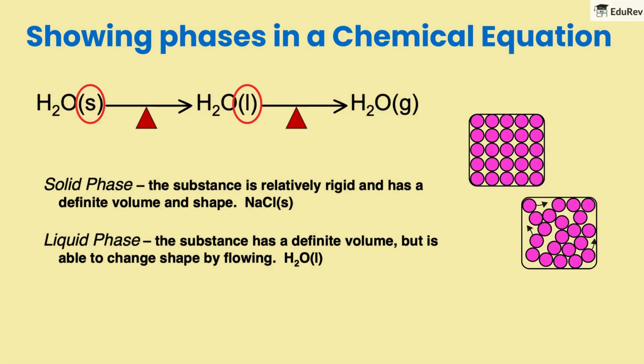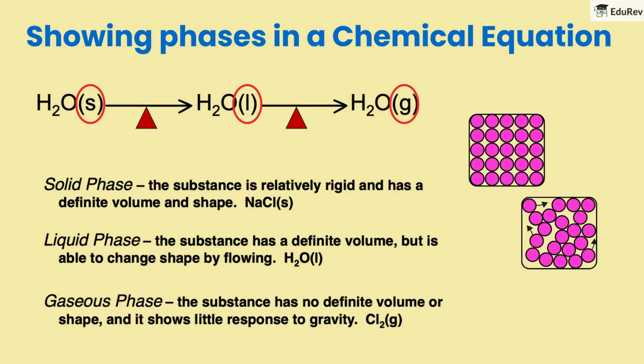Example: H2O. Gaseous phase, represented by G. The substance has no definite volume or shape, and it shows little response to gravity. Example: Cl2.